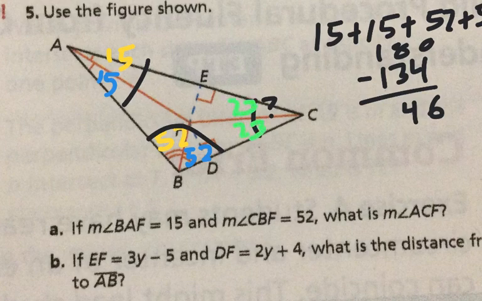Is it not 139? It's what, 139? Adding these together? Yeah. You probably did 57 instead of 52. Because that would be 30 and 104. Okay, so that would be A part.